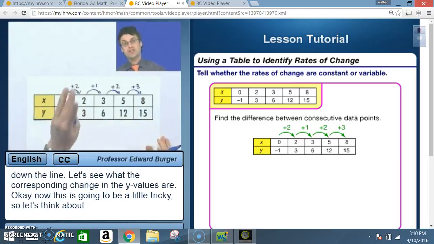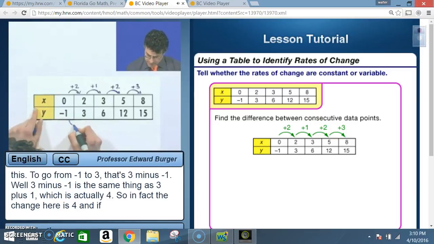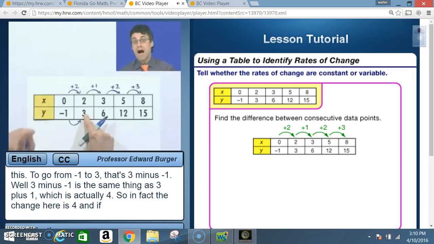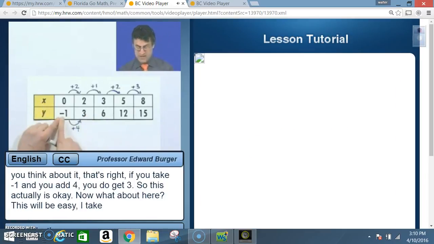Let's see what the corresponding change in the y values are. Okay, now this is going to be a little tricky, so let's think about this. To go from negative 1 to 3, that's 3 minus negative 1. Well, 3 minus negative 1 is the same thing as 3 plus 1, which is actually 4. So in fact, the change here is 4. And if you think about it, that's right. If you take negative 1 and you add 4, you do get 3. So this actually is okay.